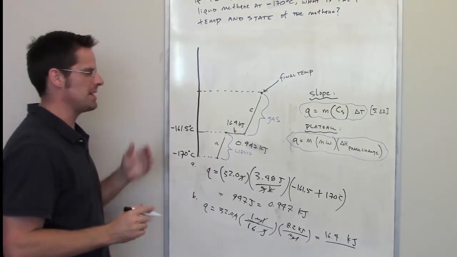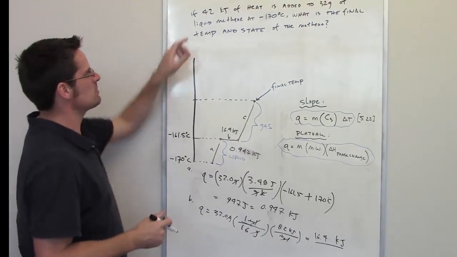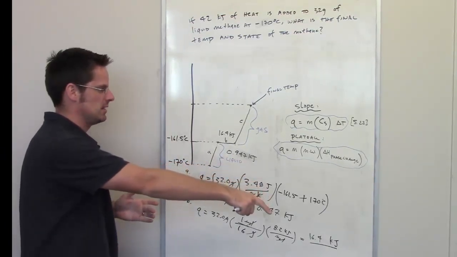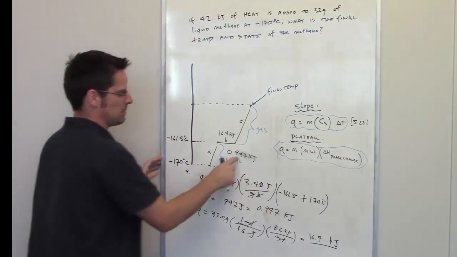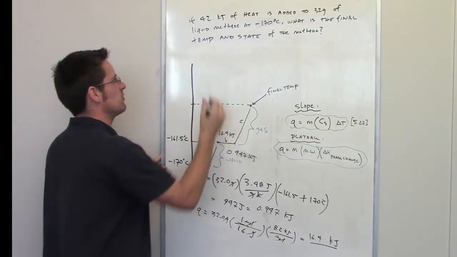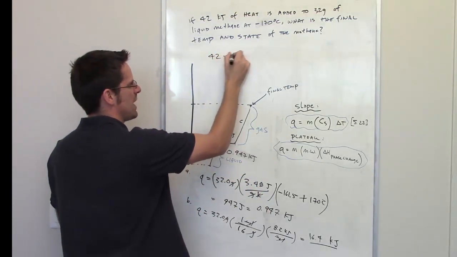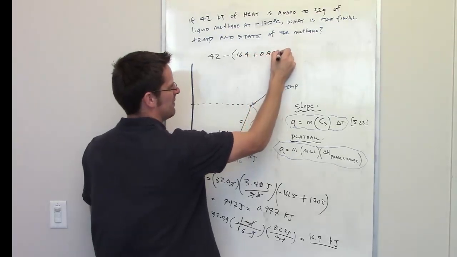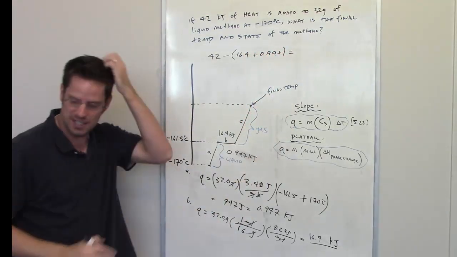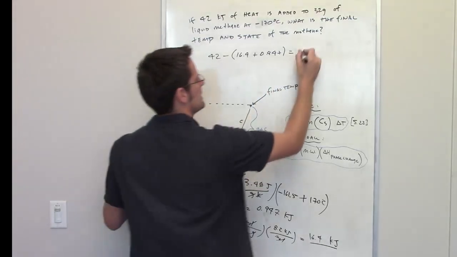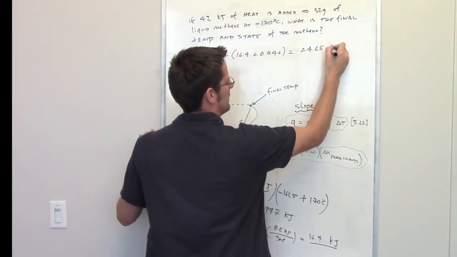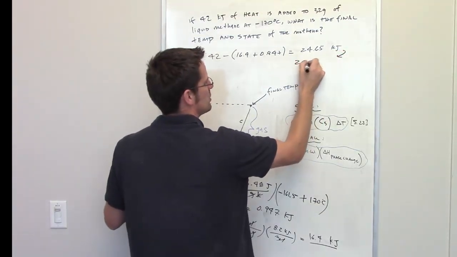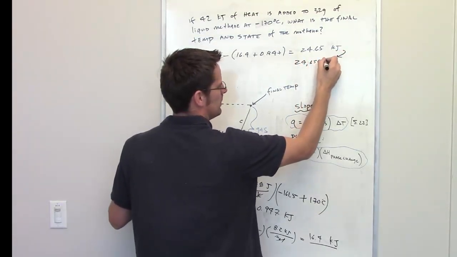Now what I need to determine is how much energy I have left. It tells me in the original problem that I cranked in 42 kilojoules of heat. So how much do I have left? I've spent 0.947 and 16.4. So if I take 42 and I subtract from it 16.4 and 0.947, how much heat is left in kilojoules? The answer is 24.65 kilojoules. And hopefully you're okay with this, I'm going to make the conversion to 24,650 joules.